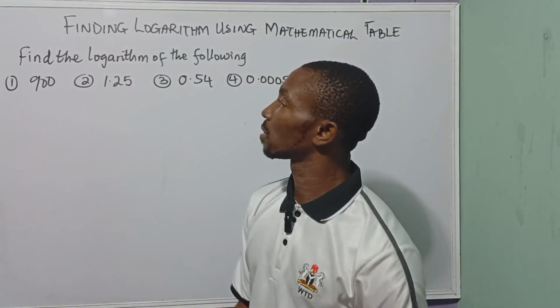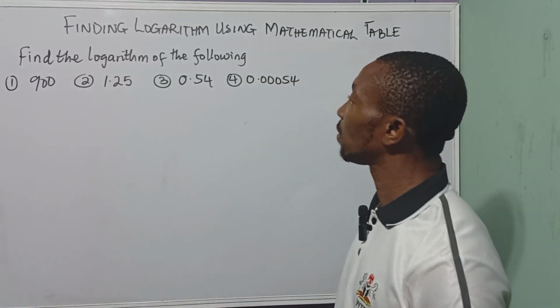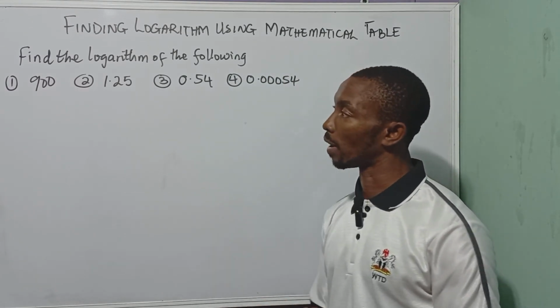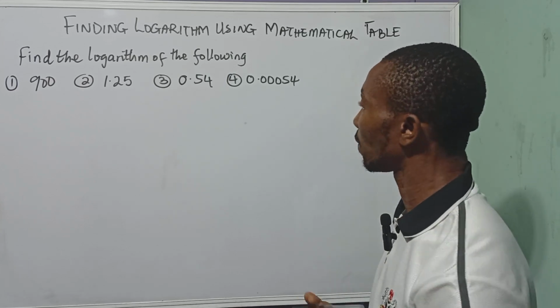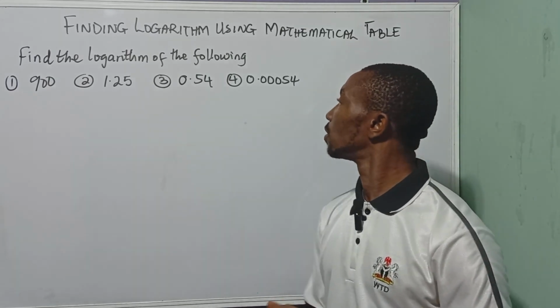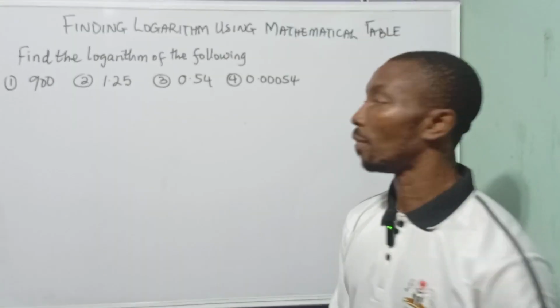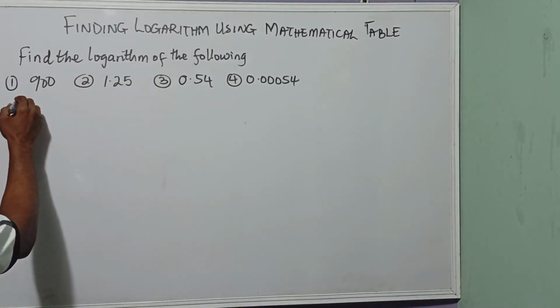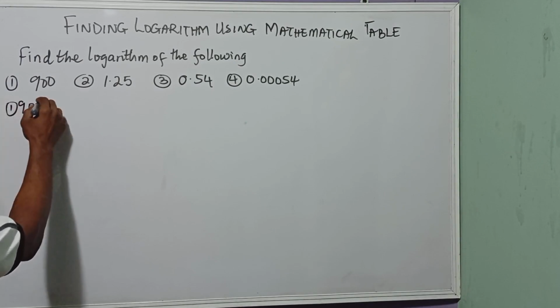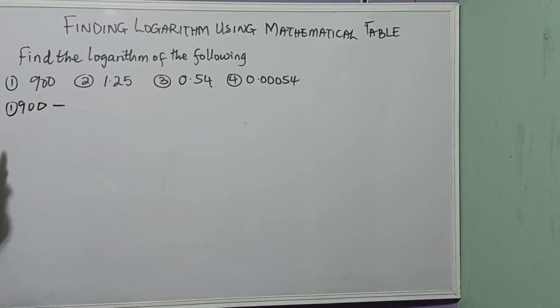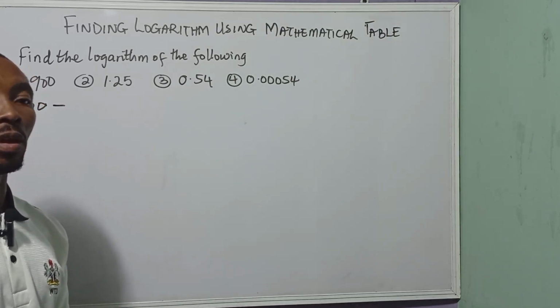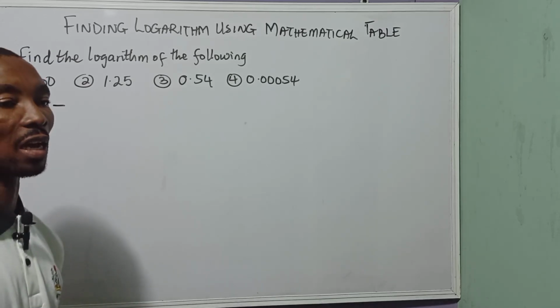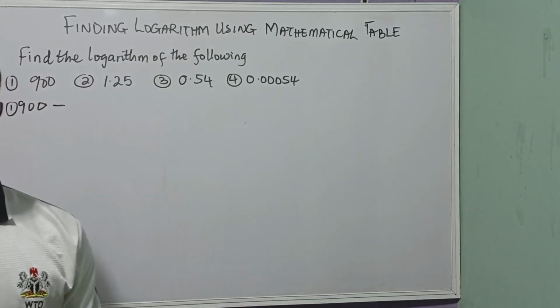Now our first set of questions says, find the logarithm of the following. We have 900, 1.25, 0.54, and 0.00054. Now, for the first one, let's look at the first one. We have 900, question 1. Now, our first step is to put this in standard form. And if you have to put it in standard form, it means that we are moving a point to be between the first and second non-zero digits.